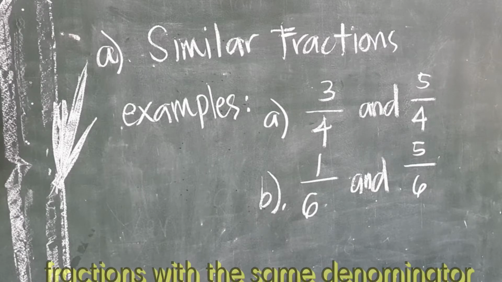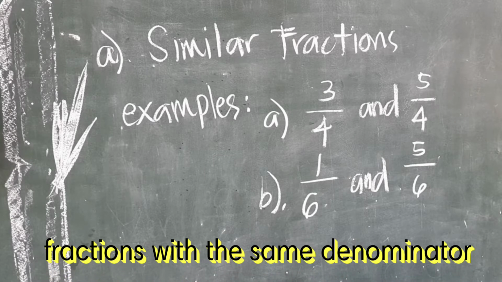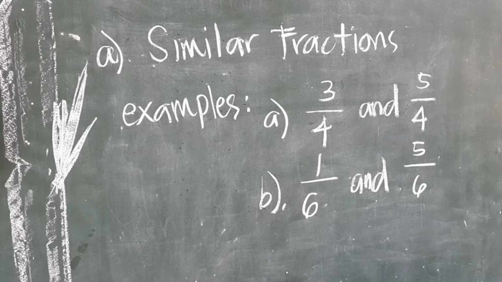Similar fractions are fractions with the same denominator. For example, 3 over 4 and 5 over 4. Both denominators are equivalent to 4. An example B, 1 over 6 and 5 over 6. So they have the same denominator, which is 6.